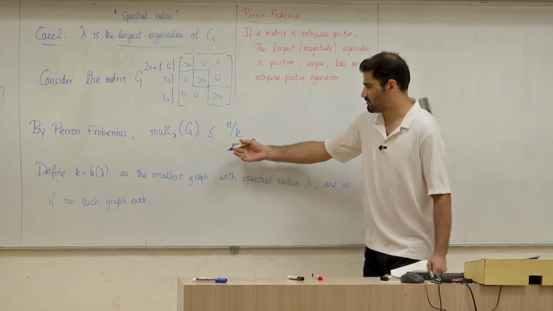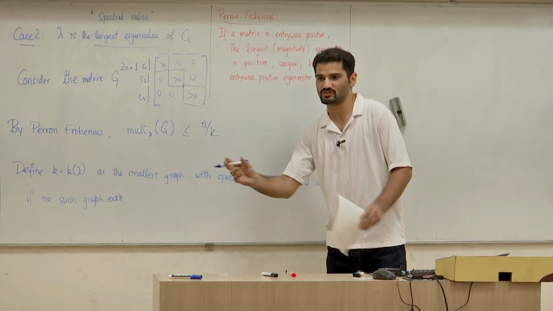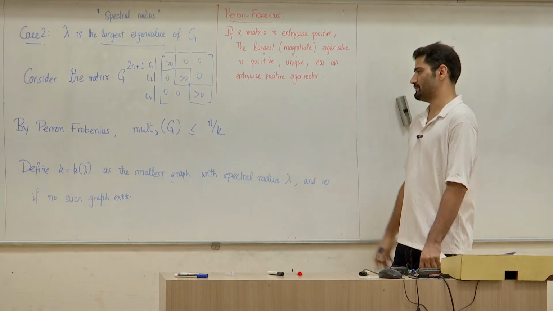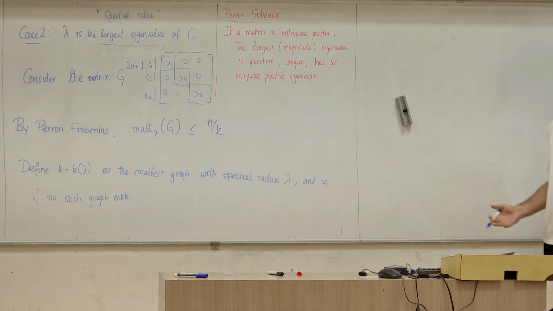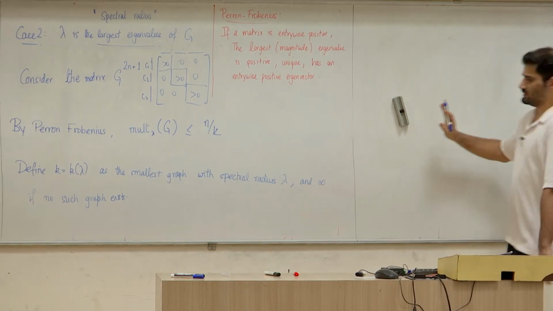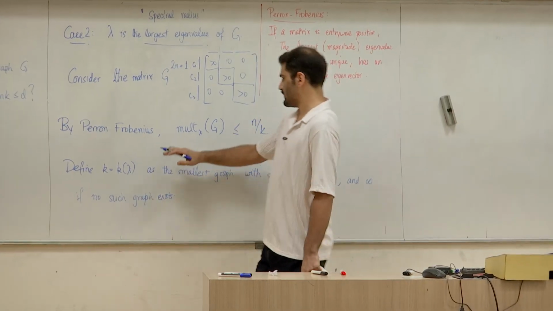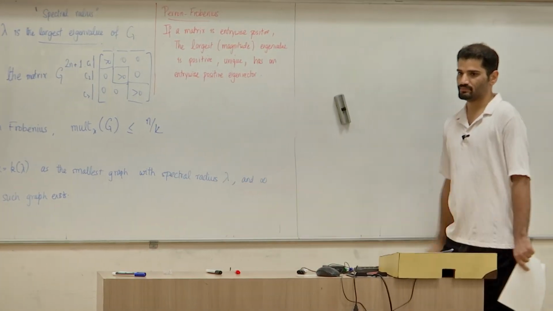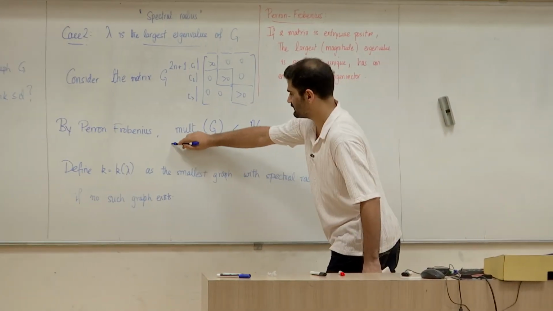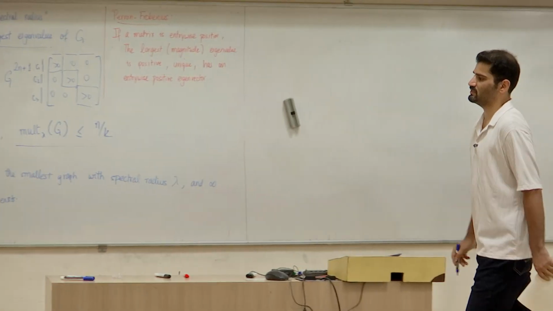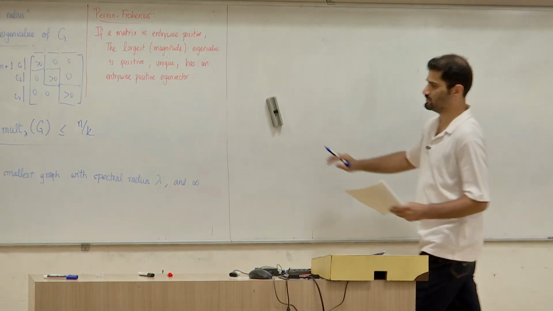Here you have to partition n into connected components. Each one should have lambda. You need k per component, so the number of components is n over k. Okay, so k is a function of just lambda, and the bound I'm getting is n over k. This is the thing I want to take away from this, and I want to finish the proof.